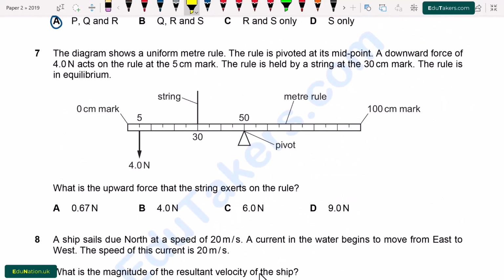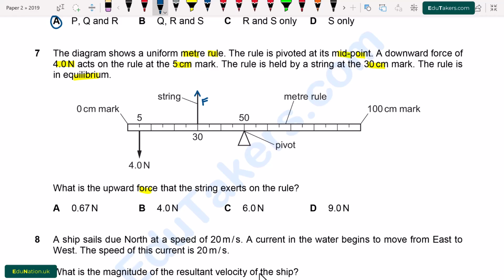Question number 7. The diagram shows a uniform meter rule. The rule is pivoted at its midpoint. A downward force of 4.0 Newton acts on the rule at 5 cm mark. The rule is held by the string at 30 cm mark. The rule is in equilibrium. What is the upward force that the string exerts on the rule? So here basically we have to find out this force.